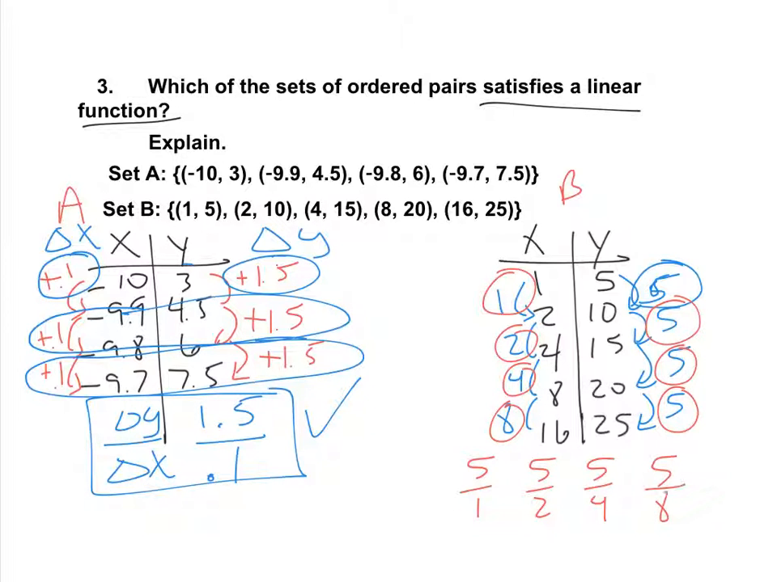Now, in order for this to be linear, all four would have to be equal, and as you can tell, none of them are equal. Therefore, it is not a linear function.